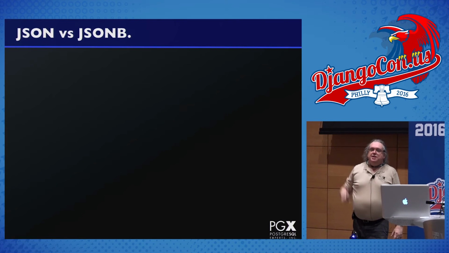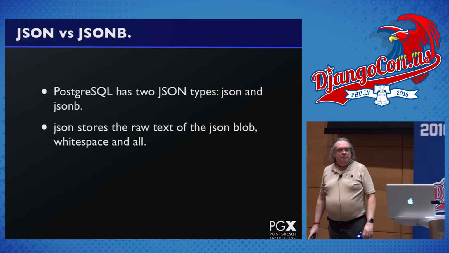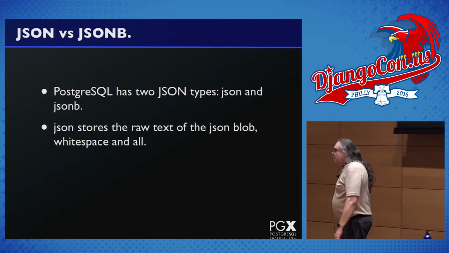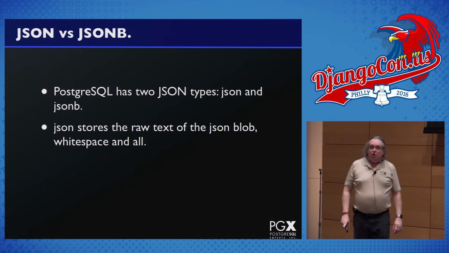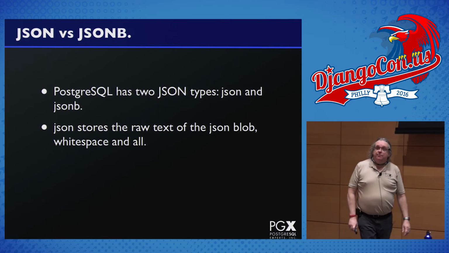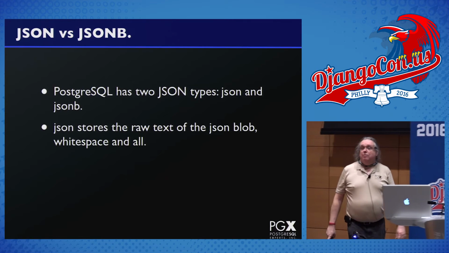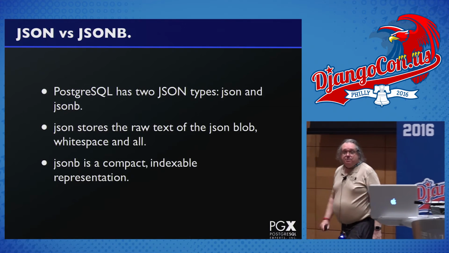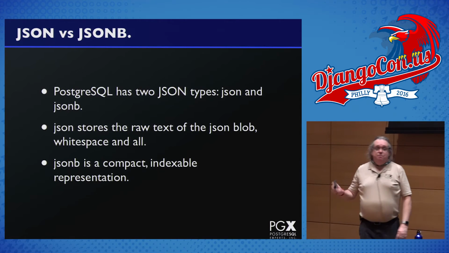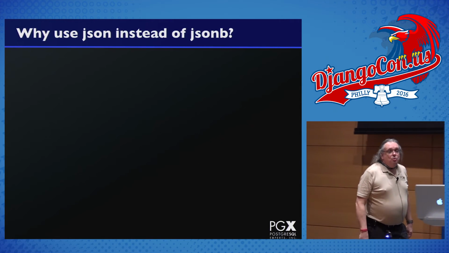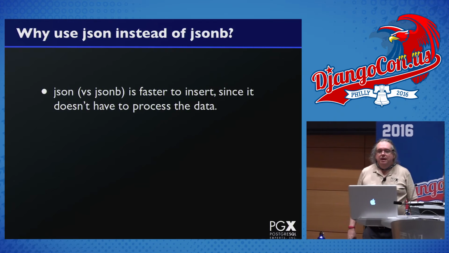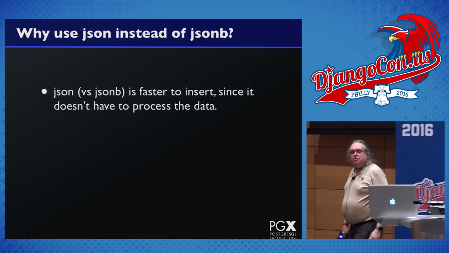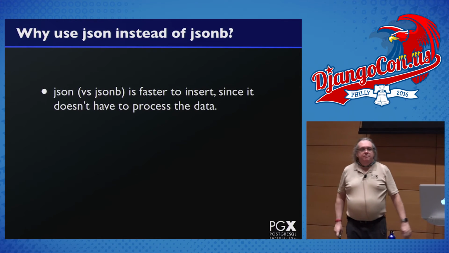Remember I said there are two different JSON types. There's JSON and JSONB. JSON stores the raw text of the JSON, whitespace and all, exactly the way you put it in. It is, in fact, just a syntactic wrapper around the text type. JSONB is a compact indexable representation. It's like BSON, only much, much better. So why use JSON instead of JSONB? JSON is a little faster to insert since it doesn't have to do all this parsing.